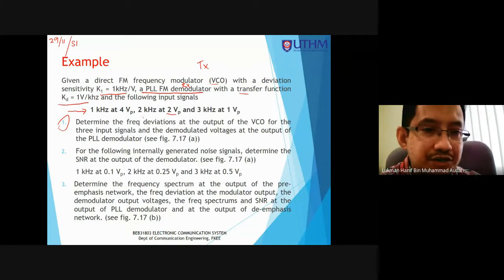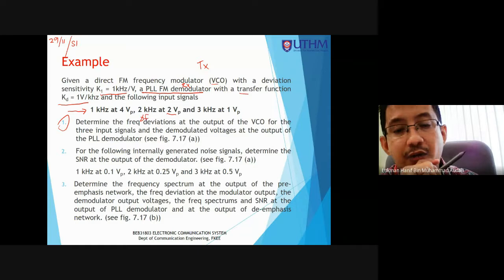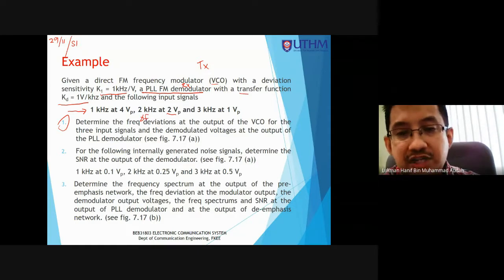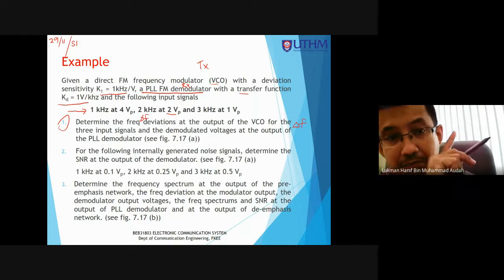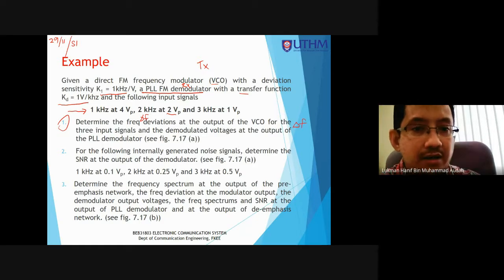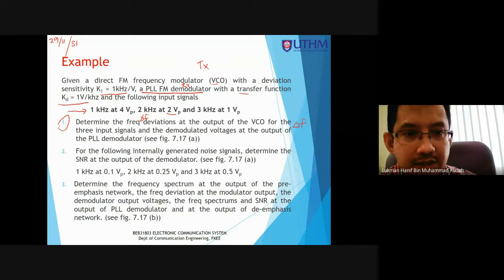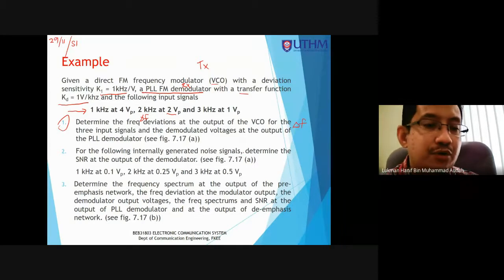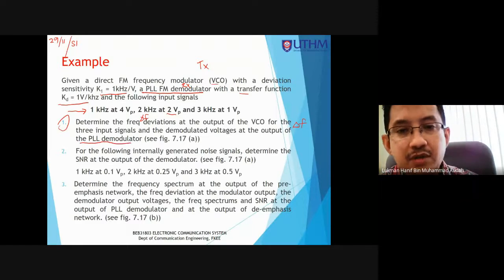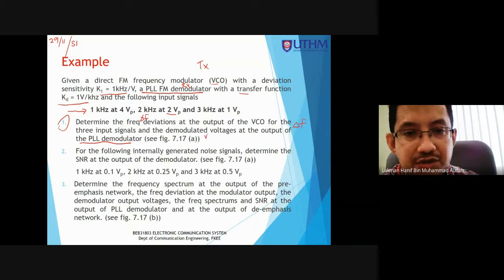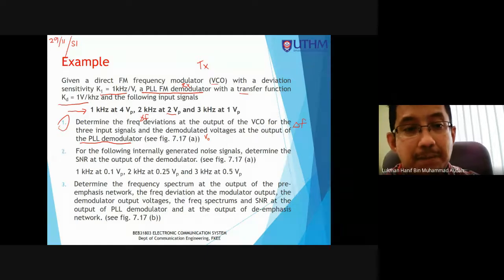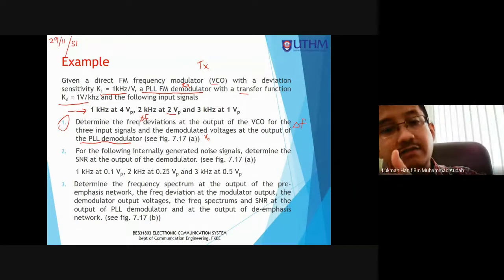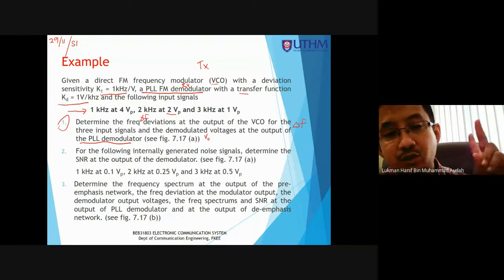determine the frequency deviation delta F at the output of the VCO. So dia kata cari nilai delta F pada keluaran VCO, voltage control oscillator, iaitu pada transmitter. Okay. And the demodulated voltage at the output of the PLL. Okay. So the question asks how much is the Vout? Vout from the output of the PLL. PLL is located at the receiver side. Okay, so dia tanya dua perkara.